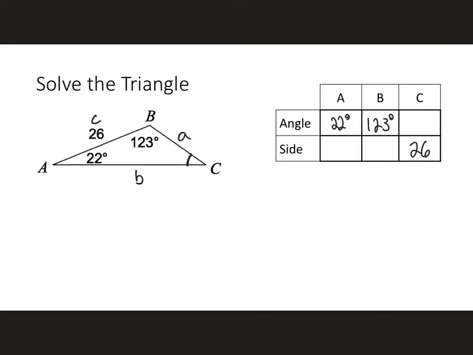But I think I could figure out what angle C is without doing any trigonometry. I know that all the angles inside of a triangle add up to 180 degrees. So angle A being 22 degrees plus angle B at 123 degrees plus the measure of angle C should add up to 180 degrees. So if we subtract 123 from 180 and 22 from that, we will find out that angle C has to be 35 degrees.